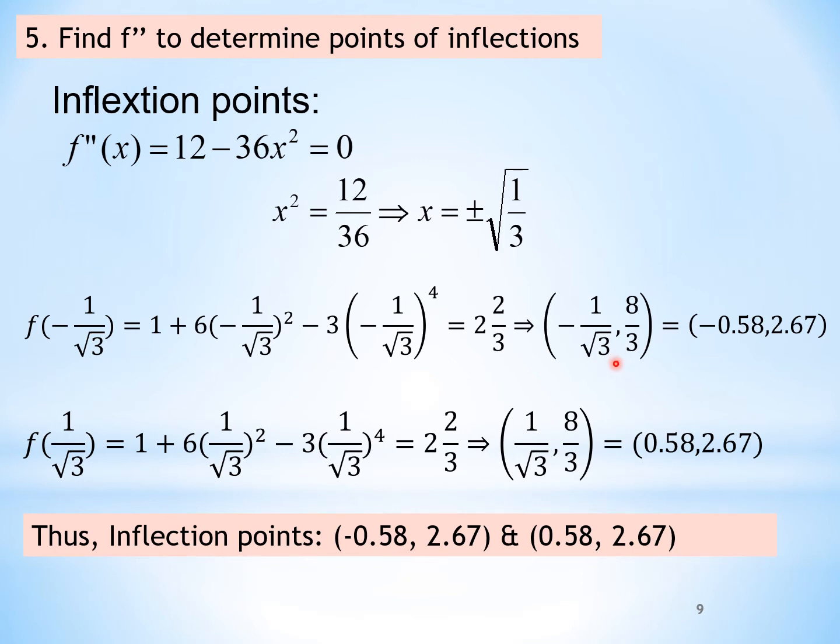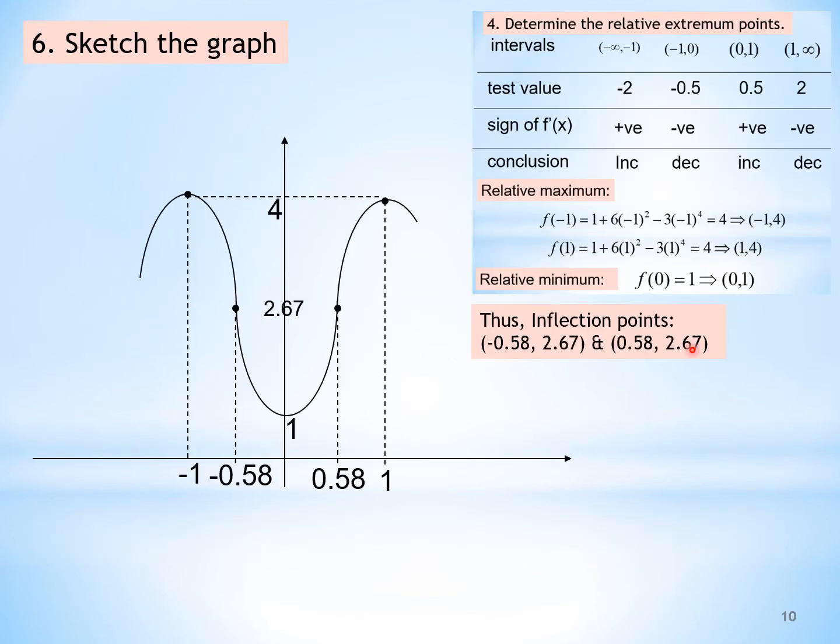Okay, it's easier to write it down in this way. Okay, it's actually the third one. I change it into the decimal, and then we have another x value which is positive 1 over root 3. Again, substitute into the f function, then you get this point. So now you have 2 inflection points, which are this. Now you can draw your graph.